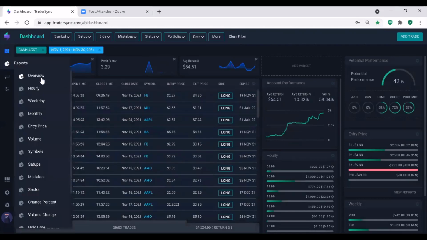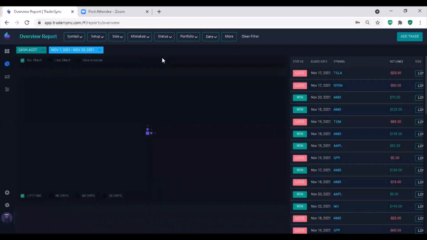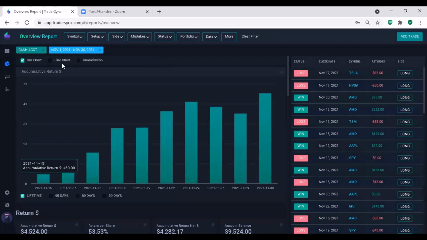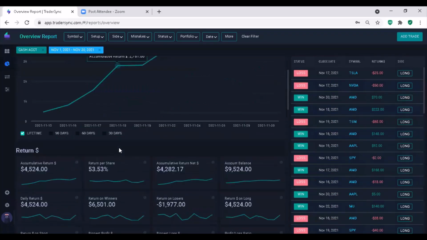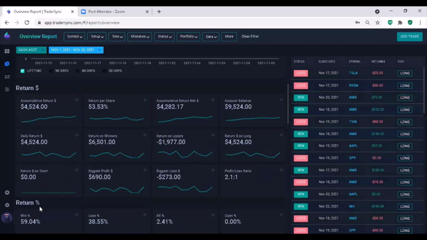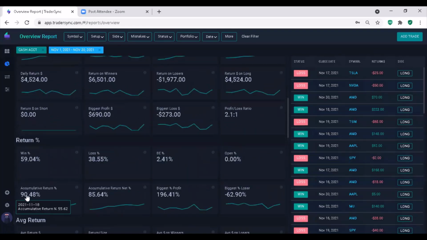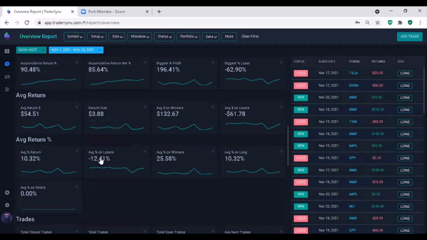And then go back to the overview. I like line charts. Wow, that's pretty amazing. In one month, I grew my account 90%. I grew my cash account. Biggest winner, 196. Biggest profit, 690, is about 2.5 times this. That's what it should be. Average loser, negative 12, which is really good. You want to keep it between 15-20% max if you can on average. Cut the losers quickly.